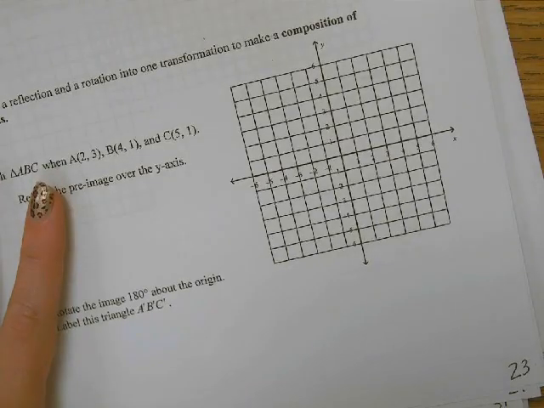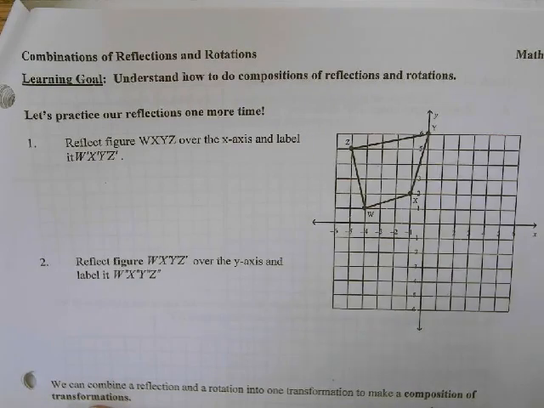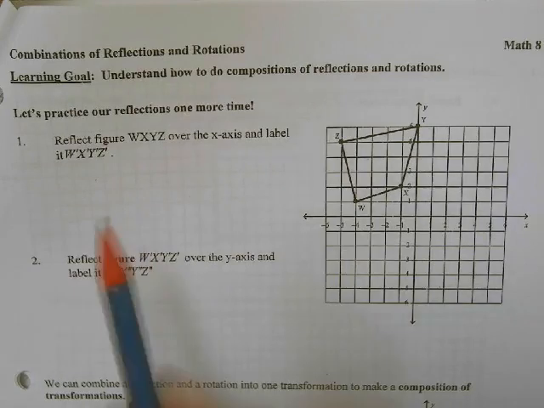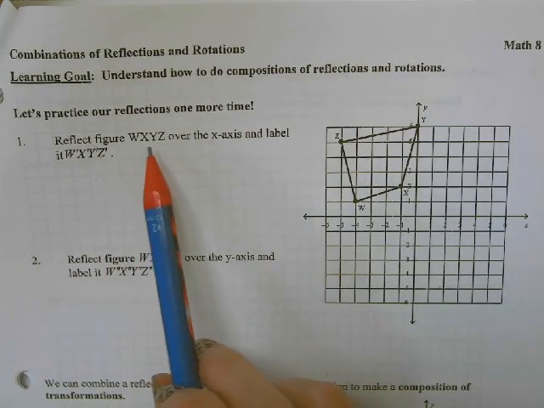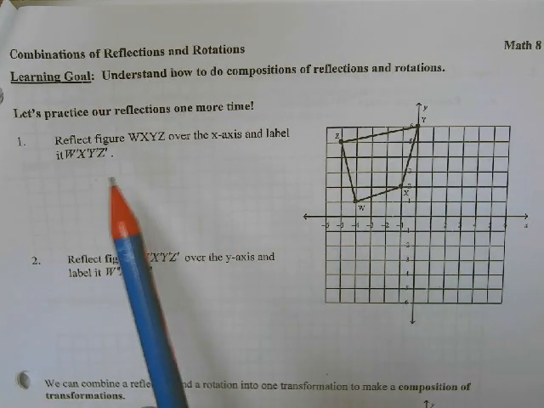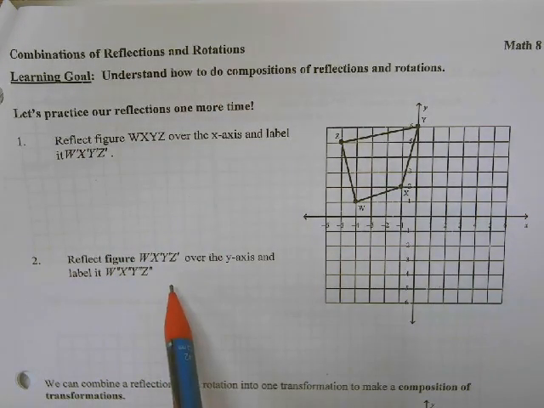I am on page 23, so you should have reviewed Friday's homework, and today, Monday, you're ready to combine reflections and rotations together. So, number 1, reflect figure W, X, Y, Z over the x-axis and label it W prime, X prime, Y prime, Z prime. Okay, then you're going to reflect over the y-axis.